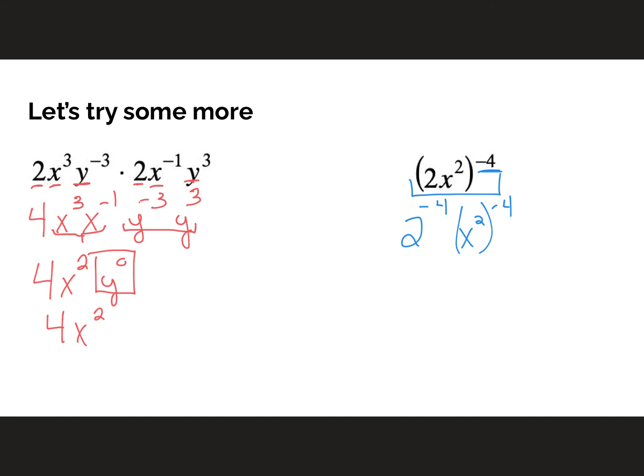So first thing we do is I'm going to simplify this part here. Remember, when we have a power raised to a power, we multiply. So I have 2 to the negative 4th power times x to the negative 8th power, because 2 times negative 4 is simply negative 8. Then I need to get rid of these negatives, because when we're simplifying, we don't want any negatives left at the end. So negative just means it goes to the bottom of my fraction. So now I have 1 over 2 to the 4th power, x to the 8th power. And that's all we do with that.